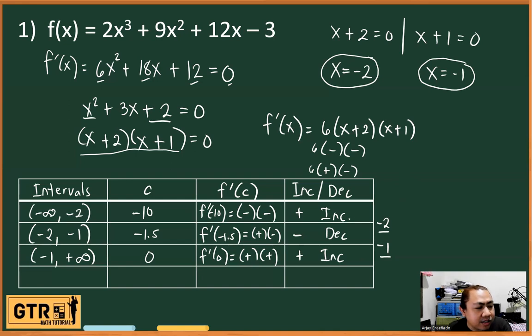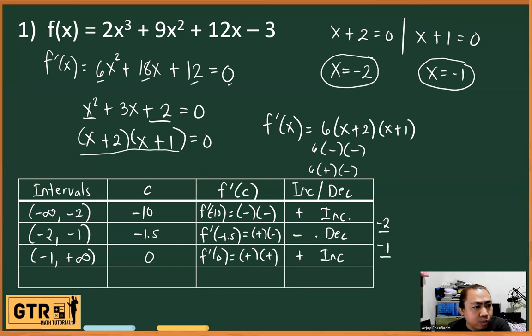Okay, so here are the answers. Negative infinity to negative 2, increasing in that interval. Negative 2 to negative 1, decreasing. And then negative 1 to positive infinity is increasing. The endpoints are not included in the interval because they are the critical points, negative 2 and negative 1.